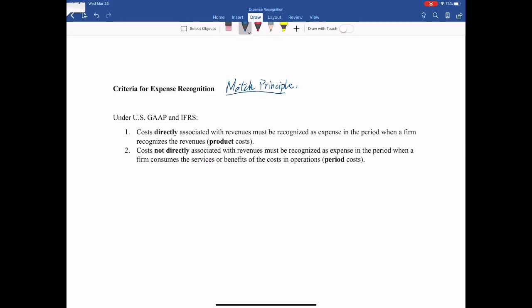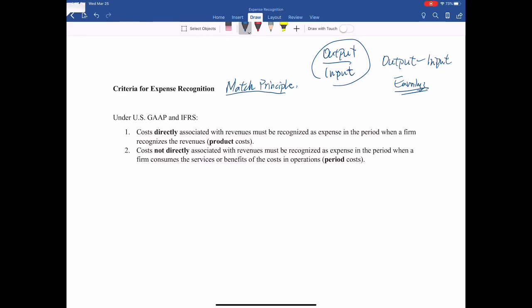Because if we want to learn a firm's performance, only if its output and input are matched, then this ratio could be considered a good indicator. So output, if it is revenue, input must be expenses. Only when they are matched, the difference, more specifically earnings, will be more useful. So when we recognize revenue, we should also recognize the matched expenses.